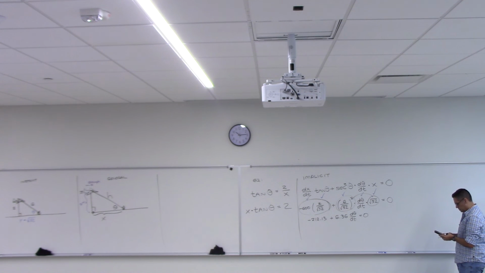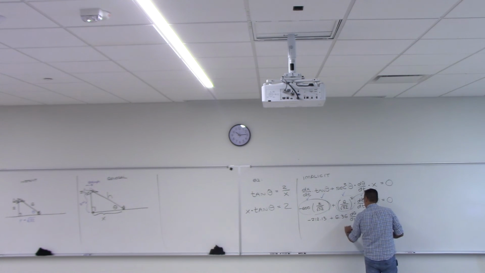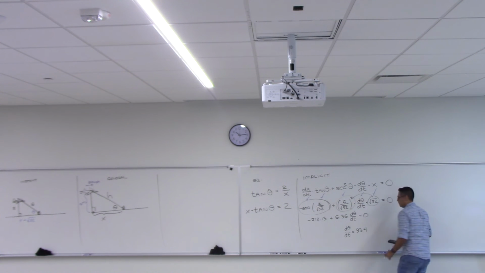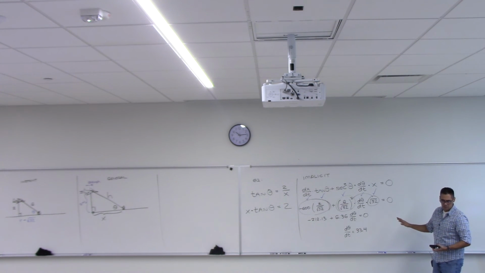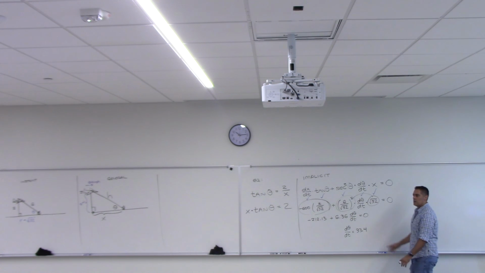So 212.13 divided by 6.36. I get dθ/dt is 33.4. I'll just say 0.4. Anyone else get that or no? Yes? Okay, I'll feel better if someone else does. This is our answer.